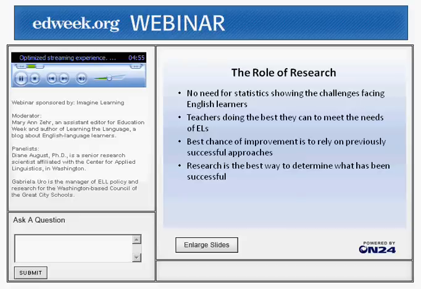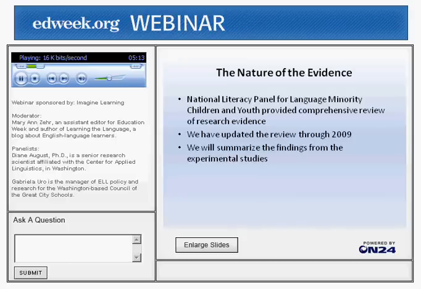We know teachers really are doing the best they can to meet the needs of English language learners, and I think our best chance of improving literacy outcomes for these children is to rely on previously successful approaches and to look at the research to determine what has been effective, and that's what I'm going to report on now, but basically focusing on the principles. In terms of the nature of the evidence I'm using for this talk, we started with findings from the National Literacy Panel for Language Minority Children and Youth, which provided a comprehensive review of the research evidence. We've updated that review through 2009, and we're going to summarize that subset of studies that are experimental in nature.